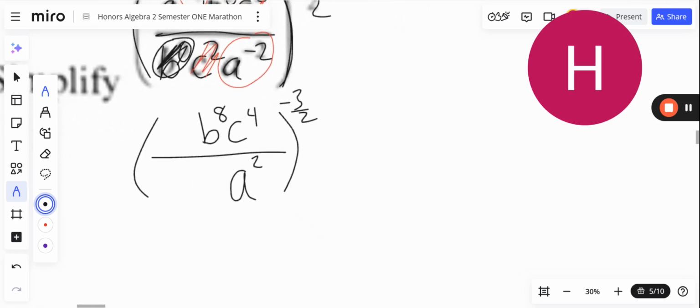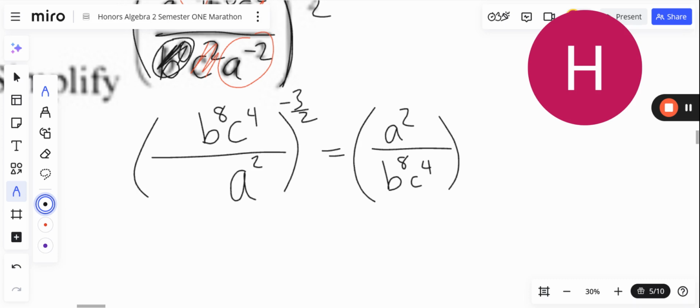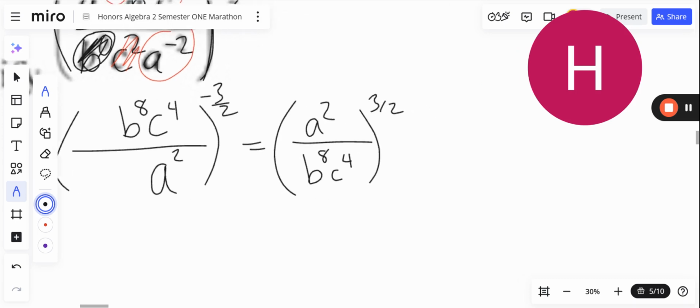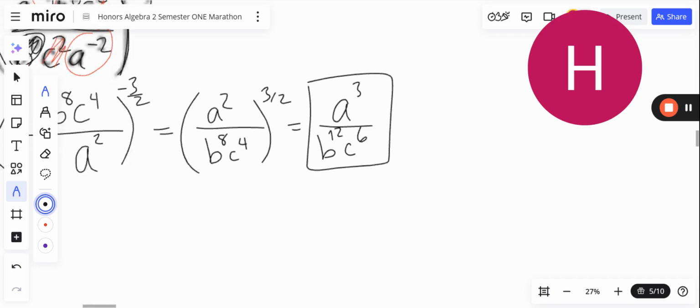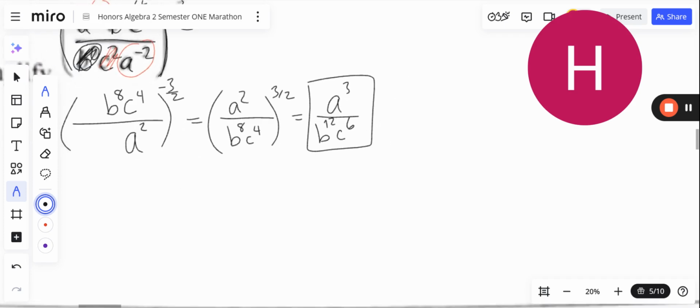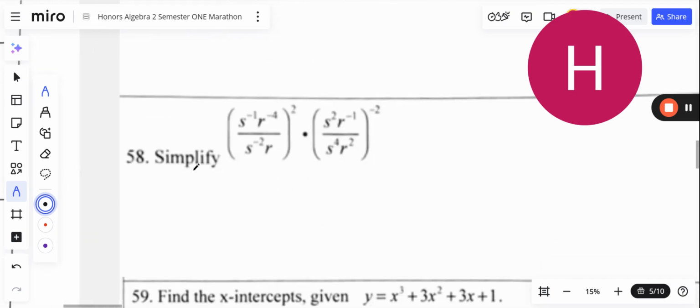As you noticed in the last problem, I really like to flip it. Oh, oops. I said one thing and did the opposite. I really like to flip it. So I'm going to flip this. Have it to the 3/2 power. Now you can multiply that. You can do it carefully. You can do 1/2 first to everything and then multiply by 3. You'll get a cubed. Then you'll get b to the 12th. And you'll get c to the 6th. Okay, so that's just some exponent work. Oh, I think we have a little more exponent work, yeah.